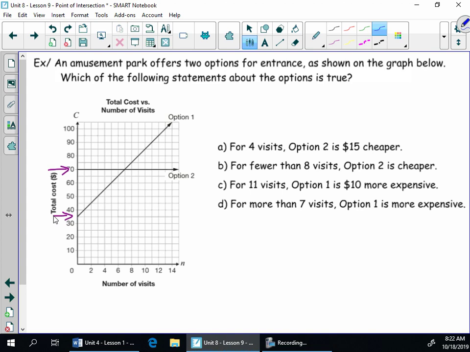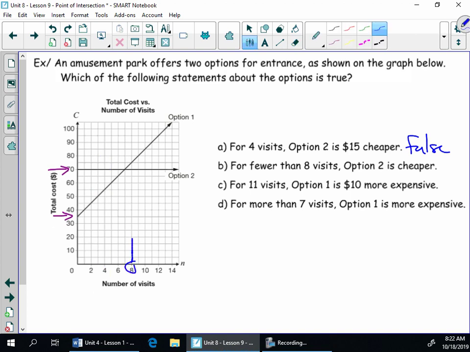Okay, for 4 visits. Here's 4. 4 is right there, and 4 is right there. We're comparing them. Option 2 is cheaper. Well, option 2 to me looks like it's the higher of the 2. So that's definitely not true. That's a false statement. It's actually more expensive, regardless of the numbers.